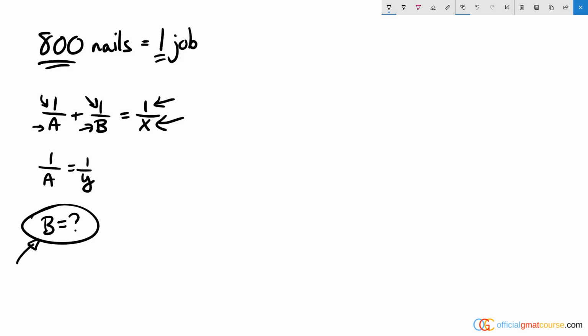Two ways to do this. One is algebra, the other is number picking. Let's start with number picking and then we'll do algebra. So when machines work together, they get things done faster, which means that X is going to be equal to something less than A or B. So X could be something like 2, and I can make A equal to something like 10.